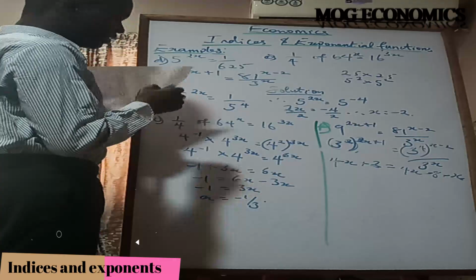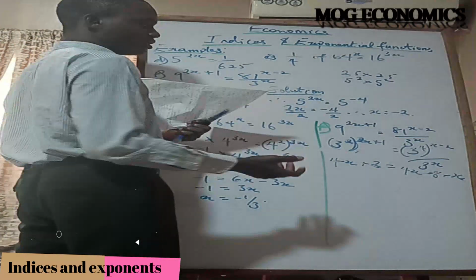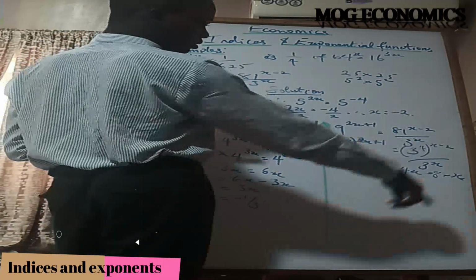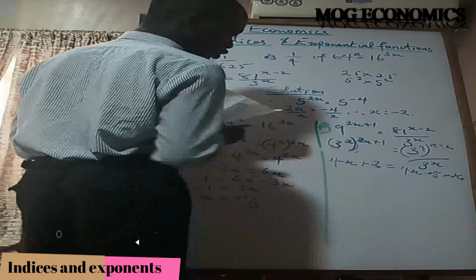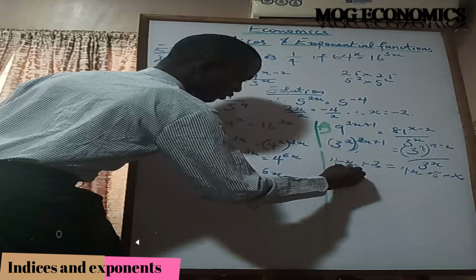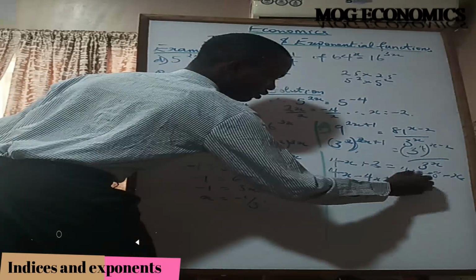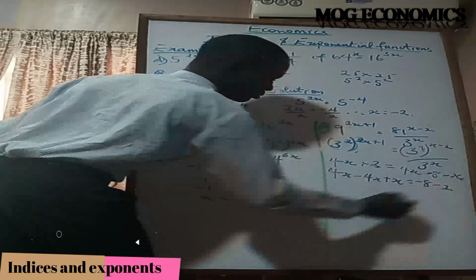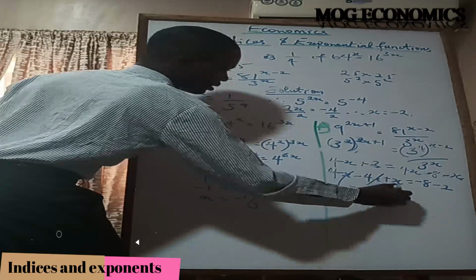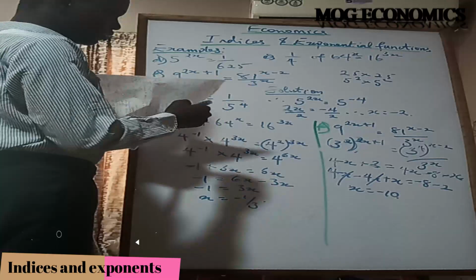I believe that is clear. Since it's a division sign, whenever you are dividing, the powers subtract from each other. So 4x plus 2 equals 4x minus 8, then minus x. So what we are going to see is that you have 4x minus 4x plus x equals minus 8 minus 2. So x equals minus 10. So that's the answer to question F. It's as simple as that.